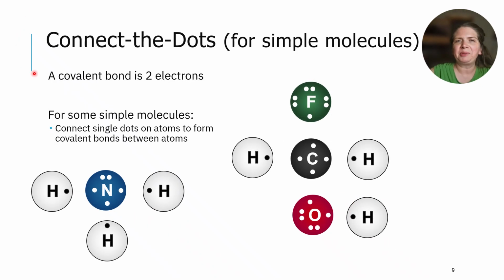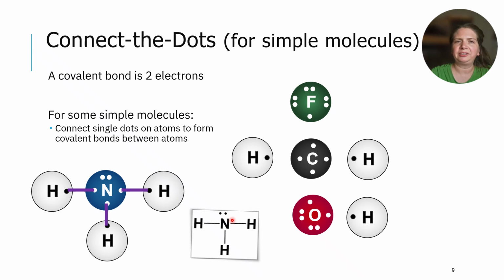For some simple molecules, you can almost play connect the dots to predict the bonding. Here we have 1 nitrogen atom and 3 hydrogen atoms. Nitrogen has 5 valence electrons, shown as 5 dots. Each hydrogen atom has 1 valence electron. Every unpaired electron can pair with another unpaired electron to form a covalent bond. The Lewis dot structure for ammonia has nitrogen in the center with 3 single bonds to 3 hydrogen atoms and 1 lone pair remaining on the nitrogen atom.